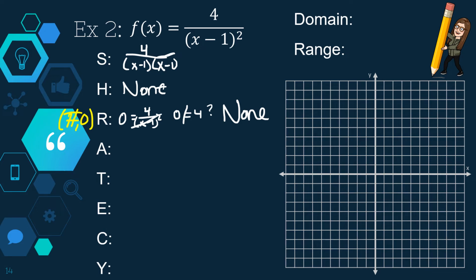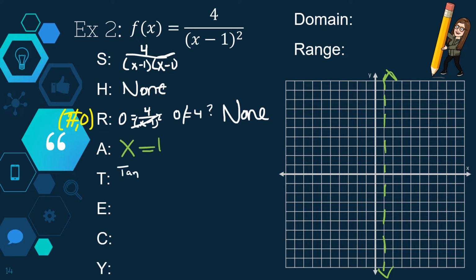Asymptotes. Asymptotes are where x cannot exist. Look at that denominator. What would make that denominator 0? A 1. I'm going to color code this actually. X equals 1 is my vertical asymptote. It's where I cannot exist because it would make my function undefined. So let's graph that right away.